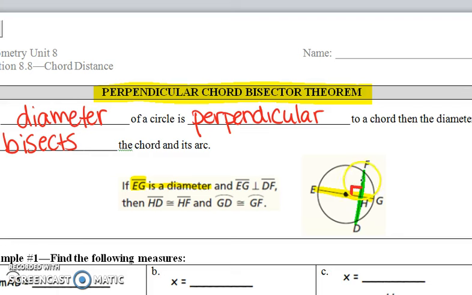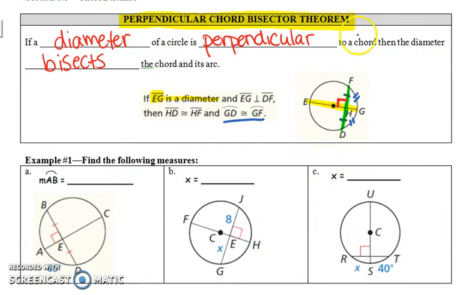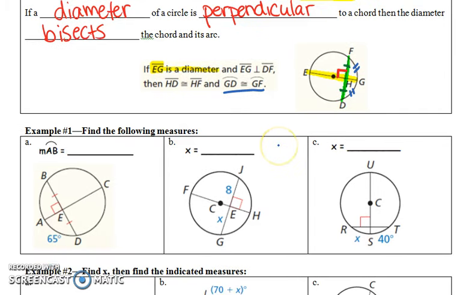And because of that, we know that segment HD, H to D, is congruent to segment HF, and I'm going to use one tick mark to indicate that. Make sure you're marking this on your paper as well. The second thing I want to point out is that not only are the two segments congruent because the diameter bisects that chord, but also the two arcs are congruent. So arc GD is congruent to arc GF. So we're going to use this perpendicular chord bisector theorem to solve a lot of our problems today.